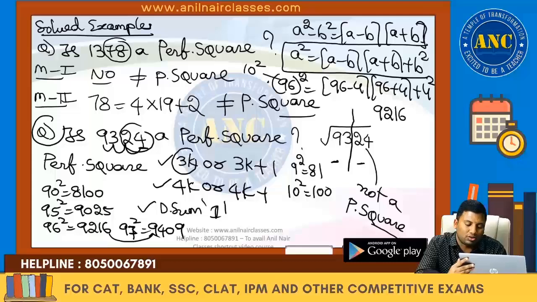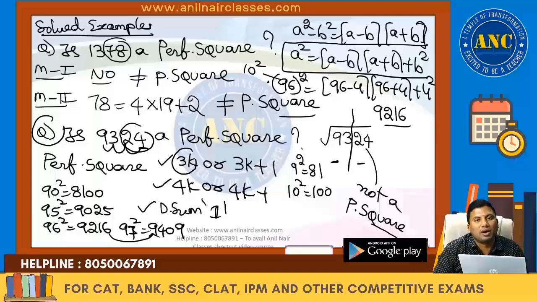The answer is 9216. b is nothing but the difference between the number and the power of 10. That's how I got 96 square as 9216. 97 square will become (97 minus 3) into (97 plus 3) plus 3 square, which is 9409. 9324 lies between 9216 and 9409. Therefore, it is not a perfect square.